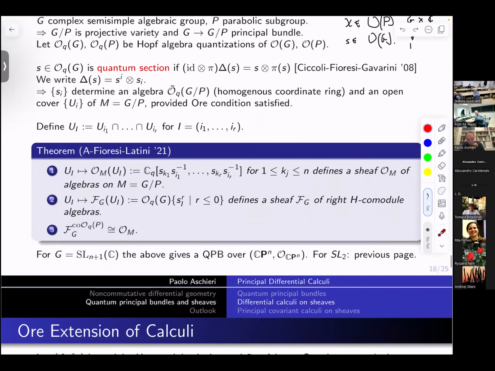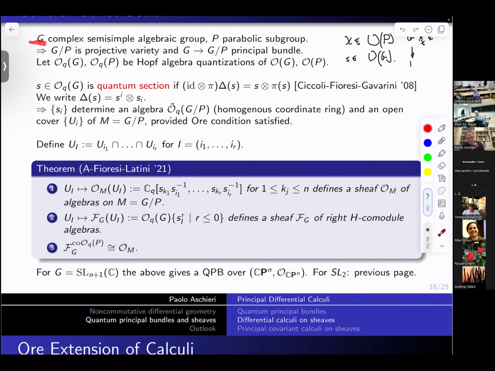So here we have a theorem, provided that all the conditions are satisfied. This is important, but we have verified that all the conditions are indeed satisfied for a main example that is a complex projective space. So we take G, or O_q(G), to be SL_q(N).